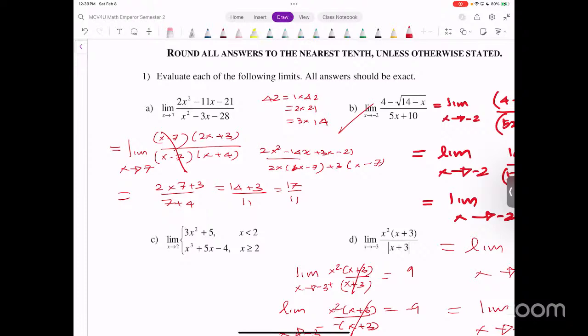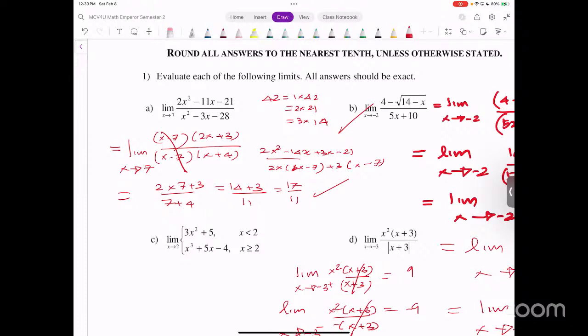Not sure how you got 0. You got 0? What? I didn't get zero. Okay, which one? This one. X minus 7 cancels out. Oh, never mind, I got 1.5. Yeah, I got 1.5. For this one? Yeah, 1.5.